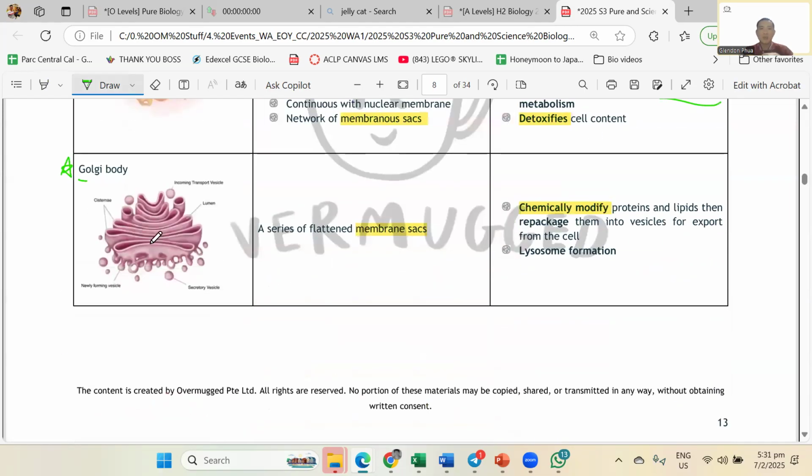Then for the Golgi, how come I don't see the word network? I see flattened. Because as you can see in the picture, this is like your Wi-Fi symbol. The lines are not connected. So this one got no network, that one got network. That's all. Easy peasy, lemon squeezy.